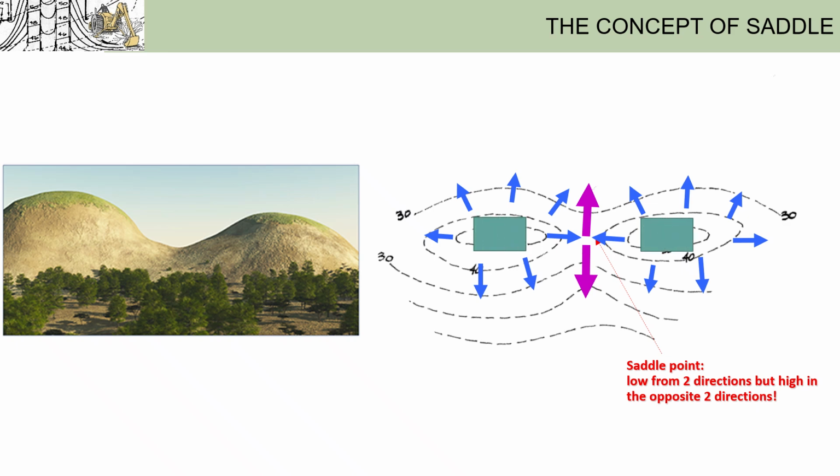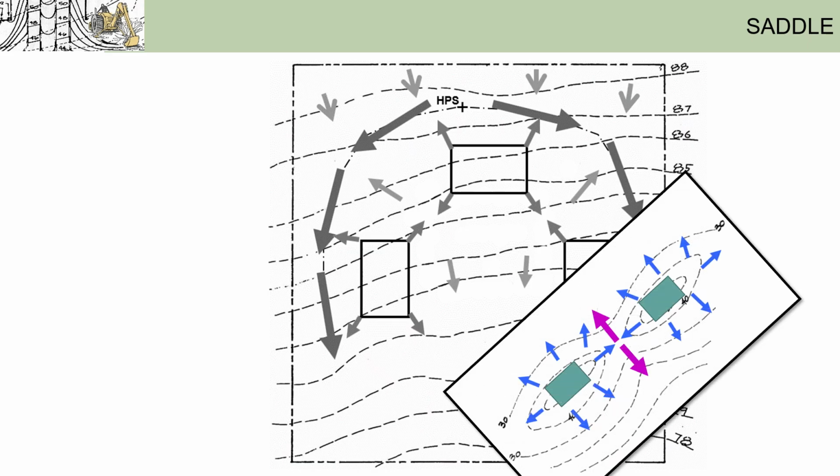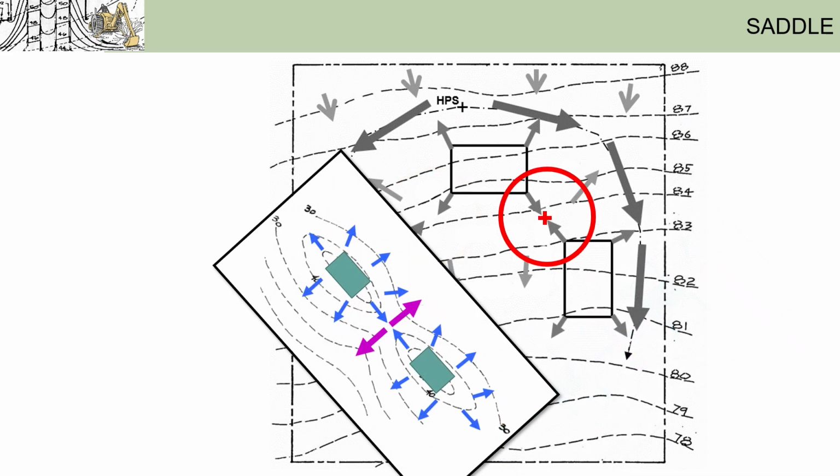Now, if you replace these two summits with buildings, because buildings are essentially summits compared to their surroundings, and you compare this to the proposed water flows we just drew, then you can see that we're essentially trying to create two saddle points in between the buildings, here and here.